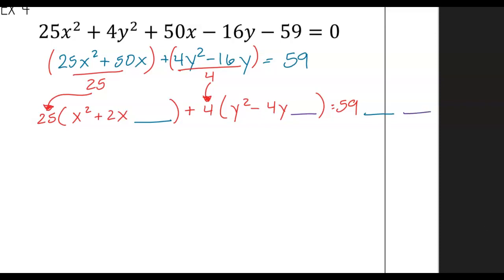All right. So just now this step is just like we did for the circle complete the square. What value needs to be added in to my x quadratic to complete the square?